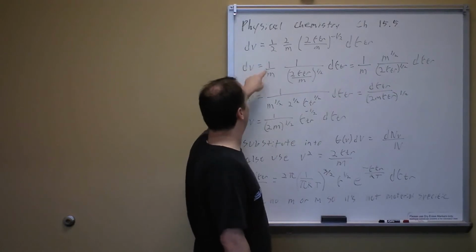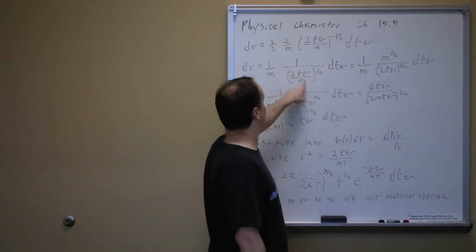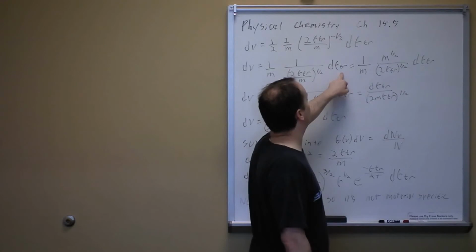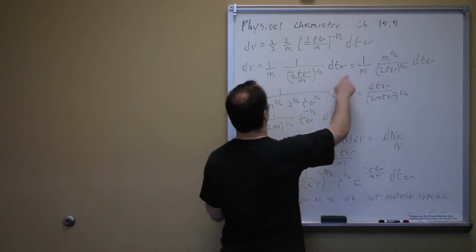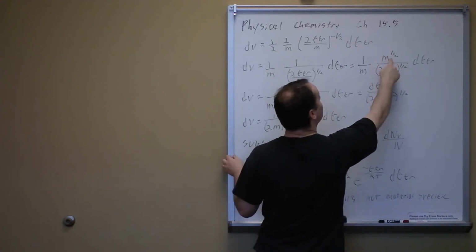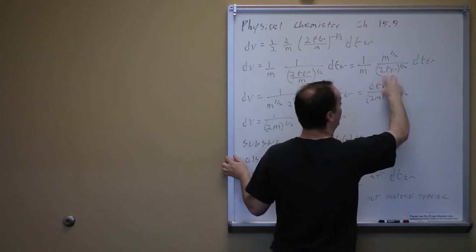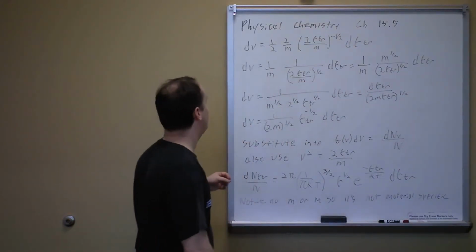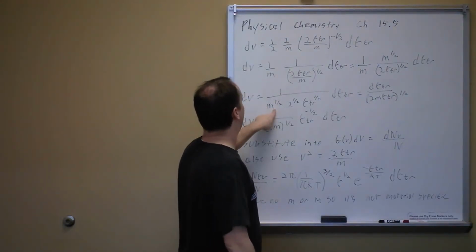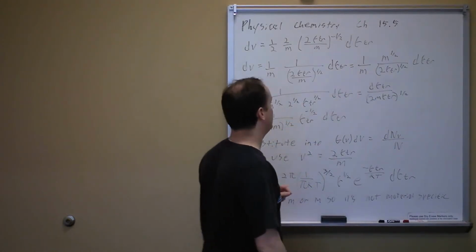So we have the differential of speed is 1 over the mass of a molecule times 1 over 2 times the energy of translation divided by the mass of a molecule to the 1/2 power times the differential of the energy of translation. Or we can rewrite that as 1 over the mass of a molecule times the square root of the mass of a molecule over 2 times the energy of translation, times the differential energy of translation. We could also say the differential of speed is equal to 1 over the square root of m times the square root of 2 times the square root of energy of translation times the differential of energy of translation.